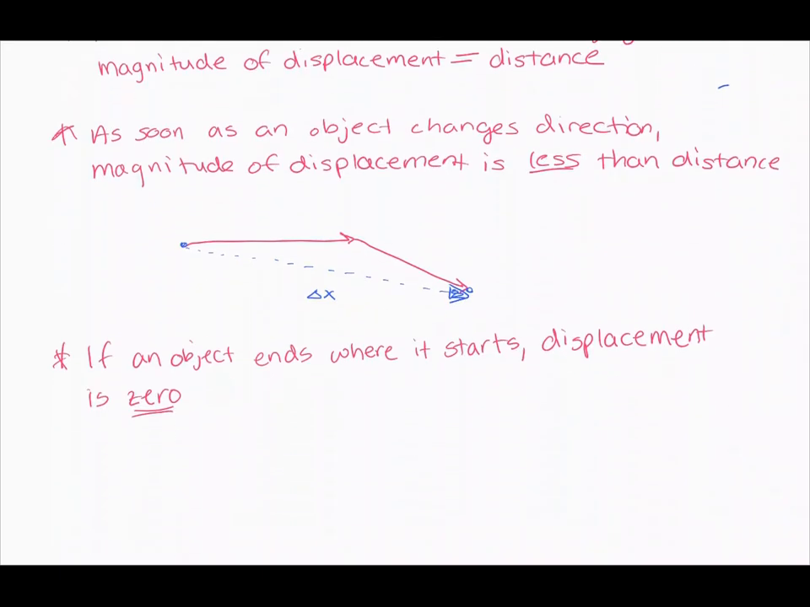So let's say you are running laps and you start here and you're running around a track and you end exactly where you start. The distance traveled is 1/4 of a mile to go around a lap. But you end exactly where you start. So your displacement is 0 because you end where you start. Because your displacement is how far away you are from your starting position. So no matter what your path, if you end where you start, your displacement is 0. All right, so that's some things about distance and displacement.